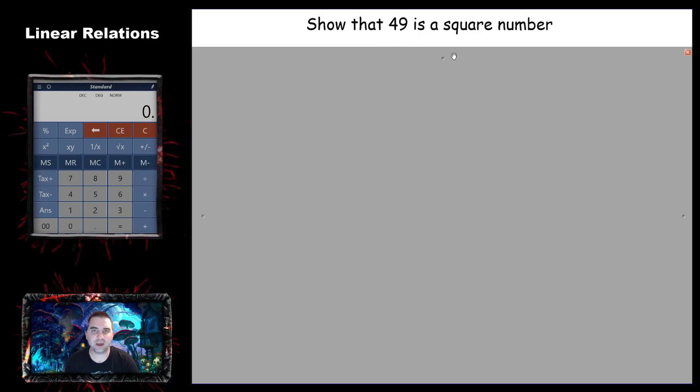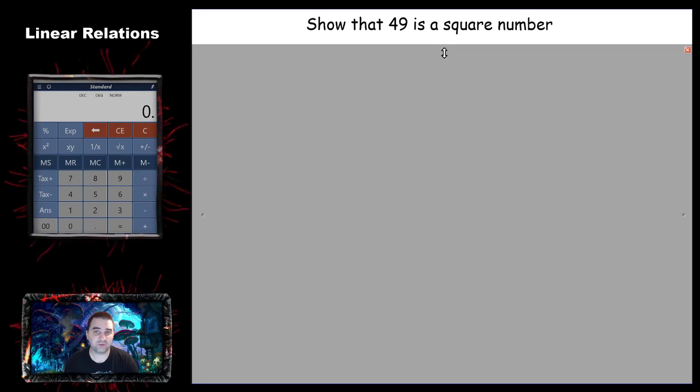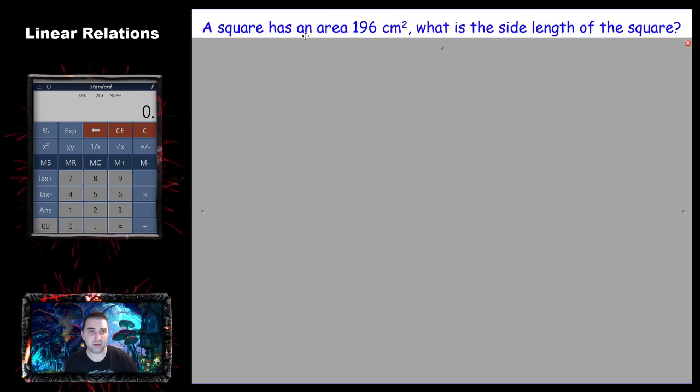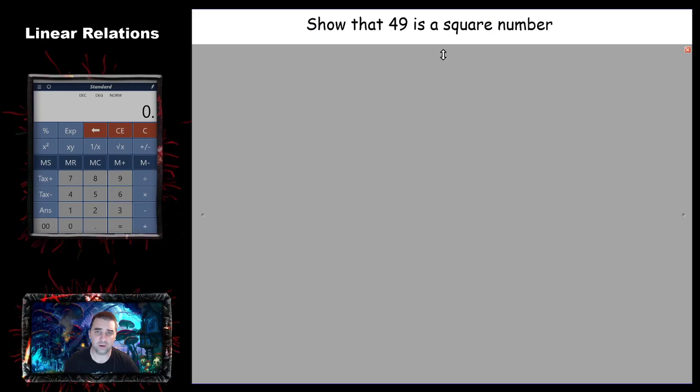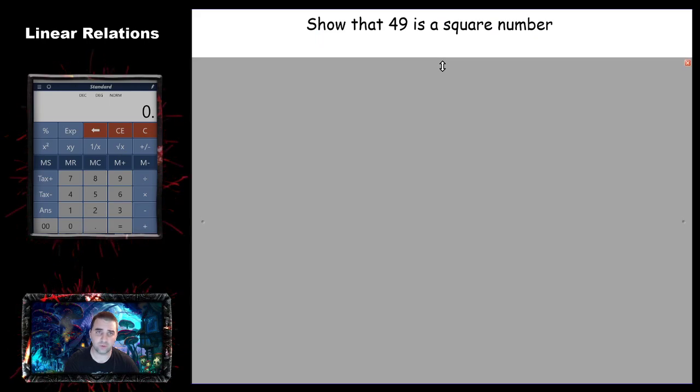Show that 49 is a square number. If you want to challenge yourself here, you can pause the video and give that one a shot. There's another one right after. A square has an area of 196 centimeters squared. What is the side length? If you want to challenge yourself, go ahead and pause the video and do that. Otherwise, continue on, and I'll just go through these ones real quick.